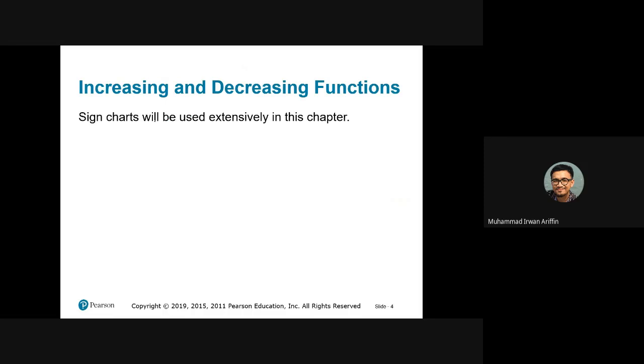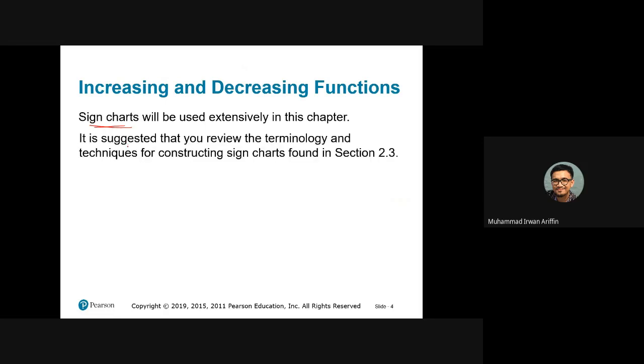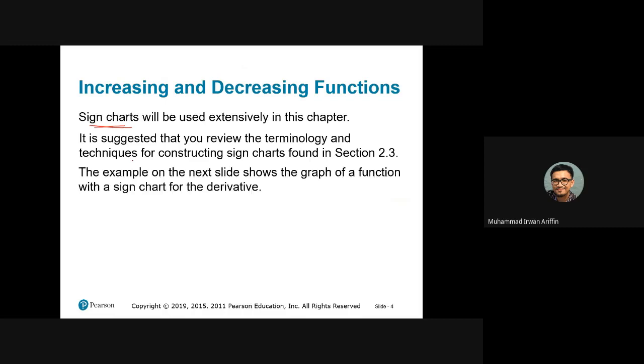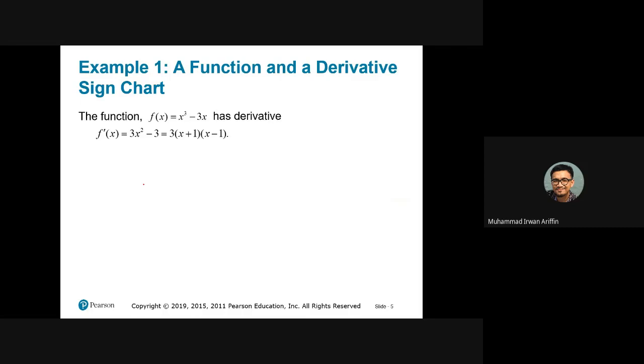Now, we're going to be using sign charts a lot. So please make sure that you still remember how to construct sign charts based on a function. Okay. If you don't remember, don't worry, we'll try to do an example together. So let's have a look at this example.